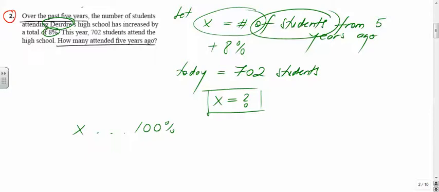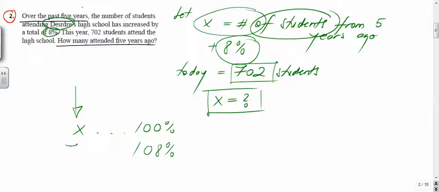Over the years, that 100% increased by what? By 8%, right? So now, today in this high school, we have 108% compared to the initial amount, right? But they're telling me that this 108% of whatever was in that high school 5 years ago is actually a concrete number, 702, okay?